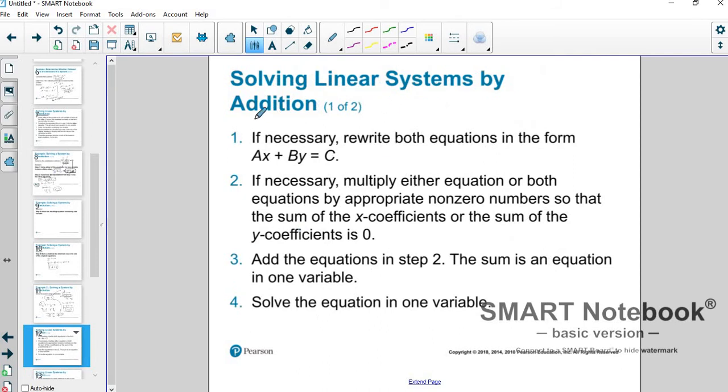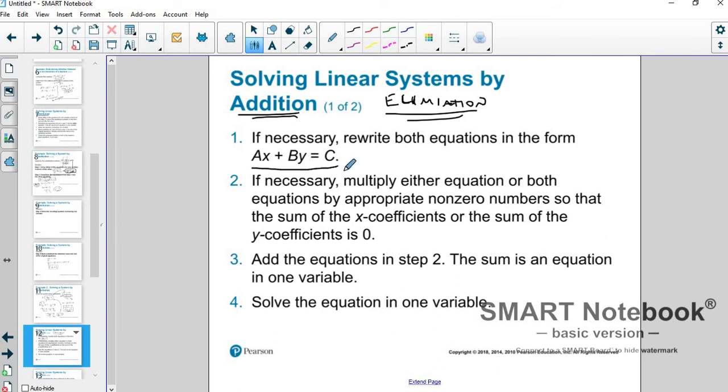The second one is what's known as addition. Some textbooks will call this elimination. It's elimination by addition, so however you want to think about it is fine. Okay? And so what you do is you want both equations to be in the form ax plus by equals c. We're doing the opposite here.